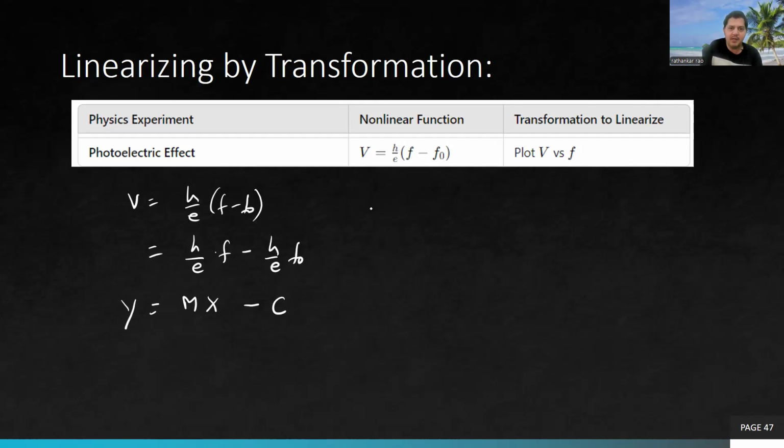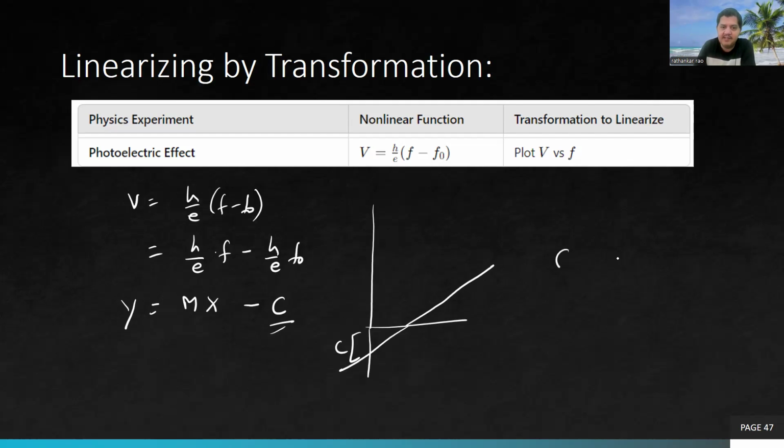So if you now plot a graph of this one, then what will happen? You will once again get a straight line like this over here, right? This will be your intercept, right? In earlier cases, we had been looking only at the slopes. Now, intercept will also help you to get some information. What is that information? You will get the information that c is equal to h by e into f0.